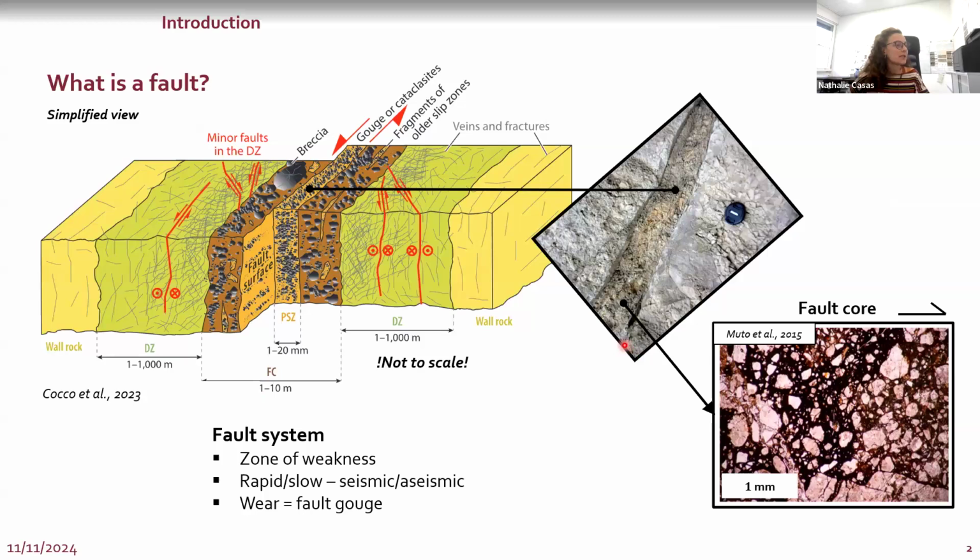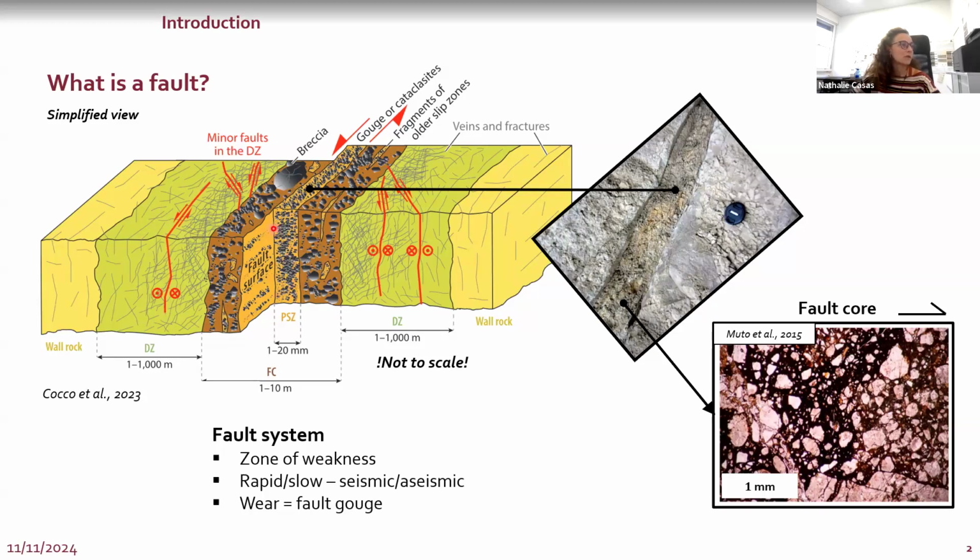A fault is a zone of weakness with damage and fractures in between two host rocks. It can move rapidly, some meters per second, or slowly, some centimeters per year, and generate seismic or aseismic motion. You can observe a gradient of damage increasing toward the center of the fault, which is the fault core, where all the previous slips progressively create wear particles that can be called fault gouge.